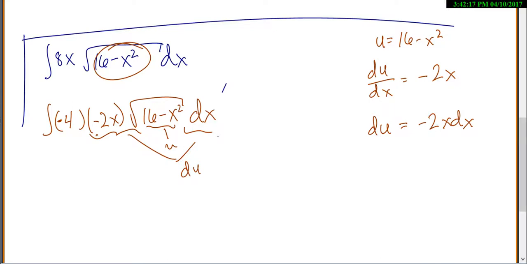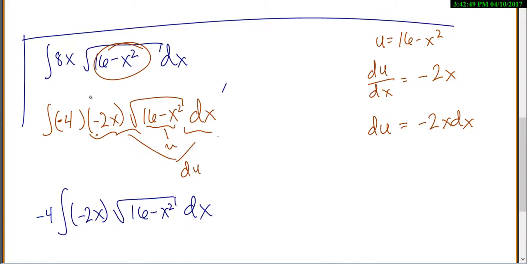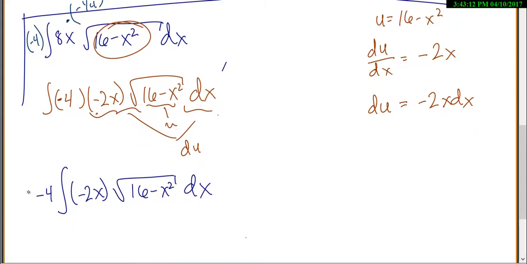So that negative 4 is going to need to come out of my integral. If I pull the negative 4 out, then I'm left with negative 2x square root of 16 minus x squared dx. Now if you prefer, you might have come up here and said, oh, I have 8x, but I really want a negative 2. So you could have multiplied this part by negative 1/4, and multiplied the outside by negative 4 to make sure you balance, because negative 4 times negative 1/4 is just like a magical 1. Either way, your negative 4 comes to the outside here.